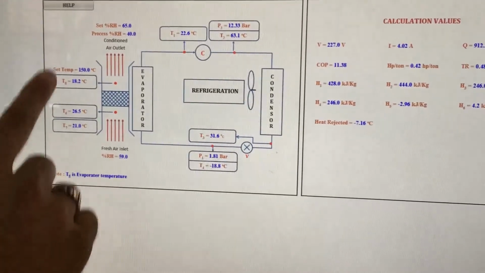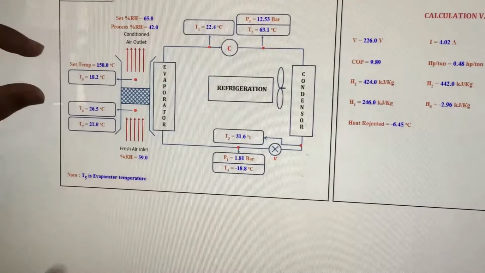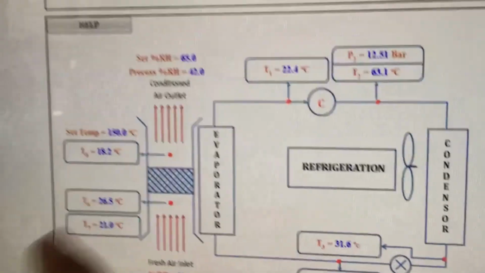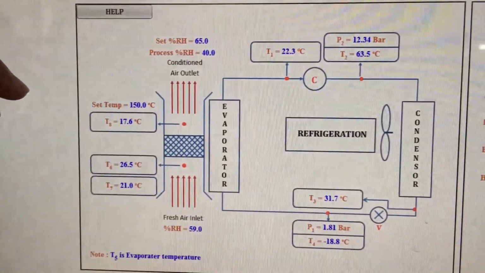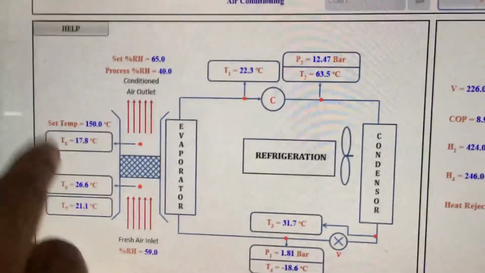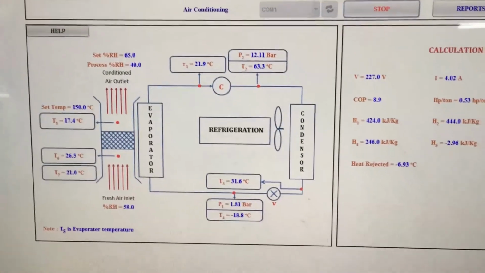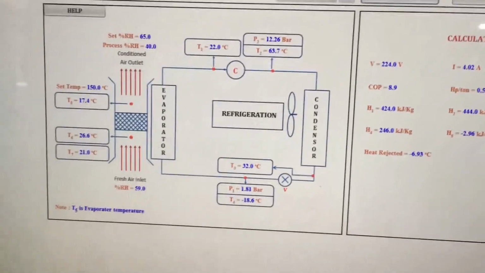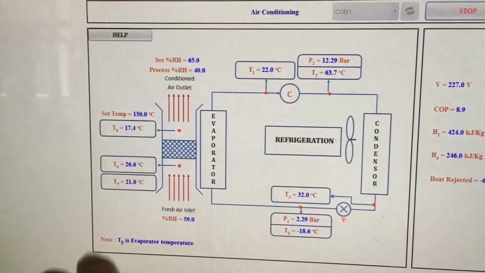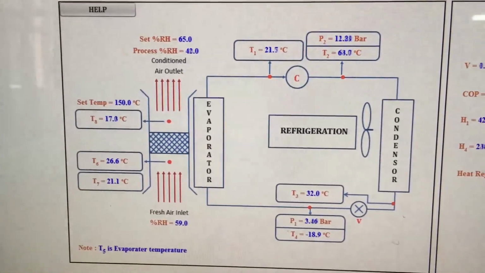Henceforth, you can see two temperatures, T6 and T8. I will concentrate only on these two temperatures. T6 is the inlet air temperature, and T8 is the processed air temperature. That is, the temperature is reducing. I have a set value of 15 degrees, which is what you are looking at. There is a slight typo error there, but we will just see through it.